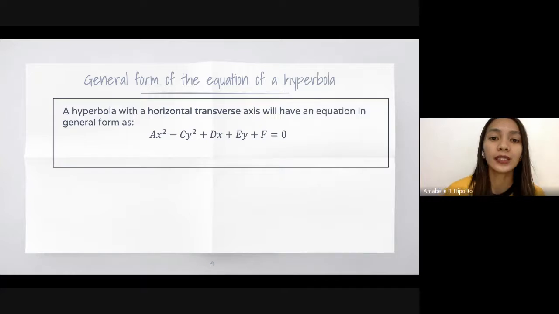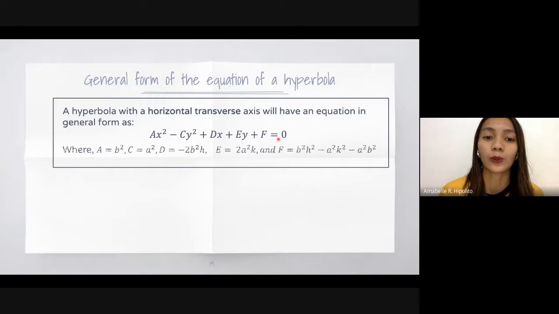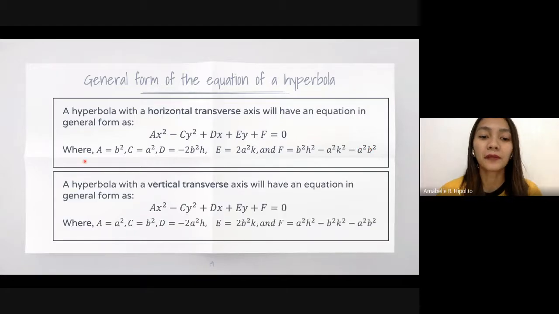Okay, so what is the general form of the equation of a hyperbola with a horizontal transverse axis? That is ax squared minus cy squared plus dx plus ey plus f equals 0, where a is equal to b squared, c is equal to a squared, d is equal to negative 2b squared h, e is equal to 2a squared k, and f is equal to b squared h squared minus a squared k squared minus a squared b squared.